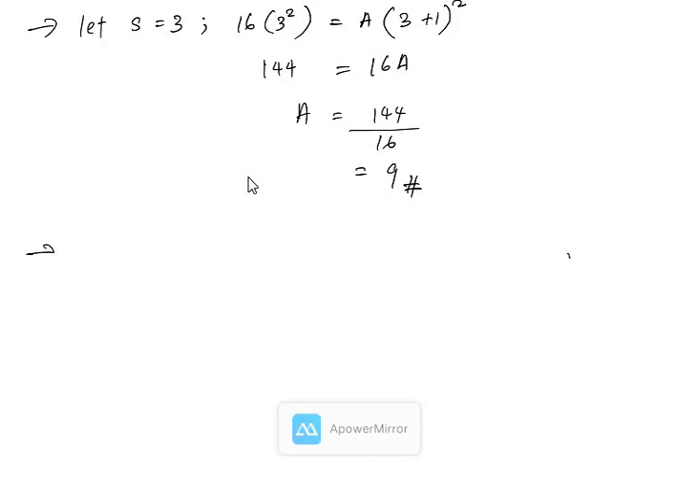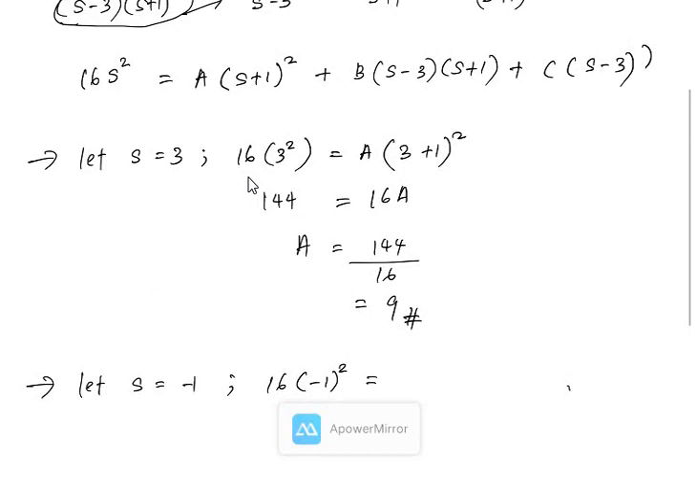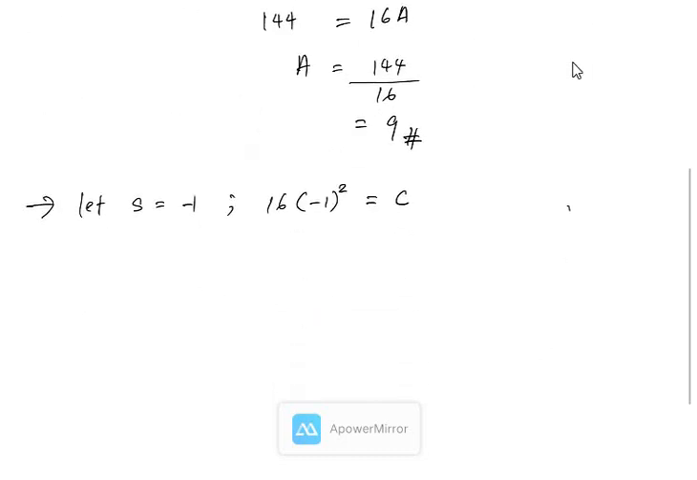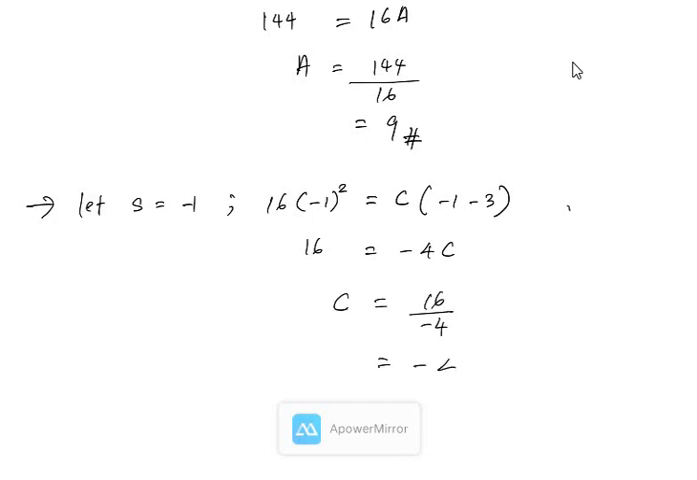Next, we assume s is equal to minus 1 in the equation, and then we have 16 times (minus 1) squared. If s is equal to minus 1, the A term equals 0 and the B term also equals 0, so we are just left with C. So C times (minus 1 minus 3), so we have 16 equal to minus 4C, and C equals 16 divided by minus 4, which equals minus 4.